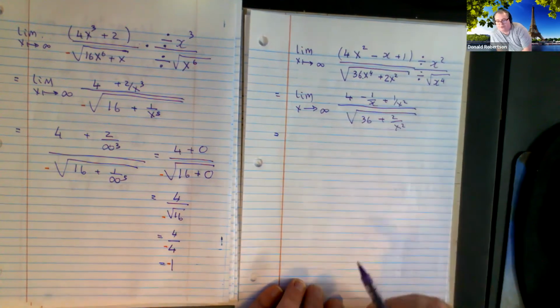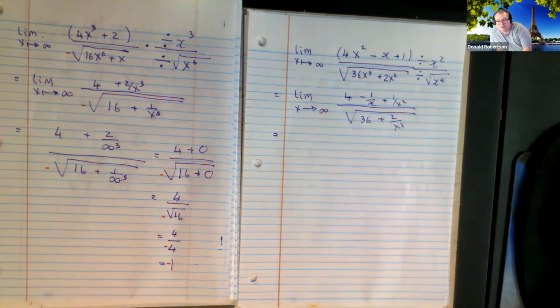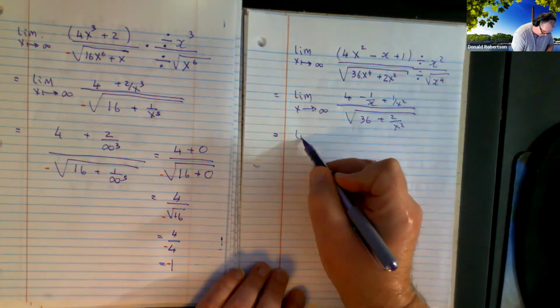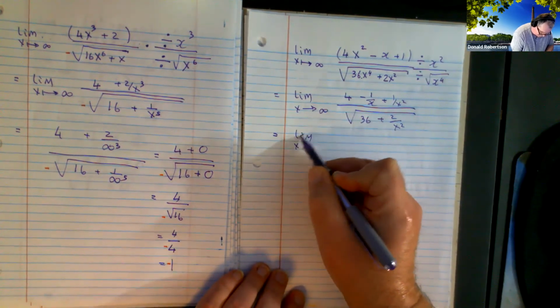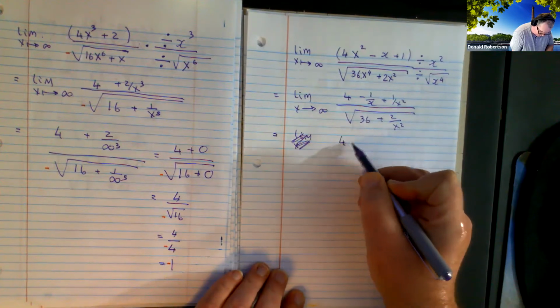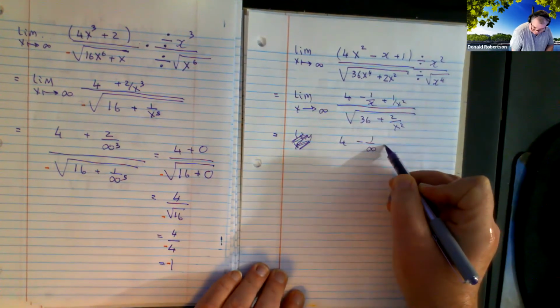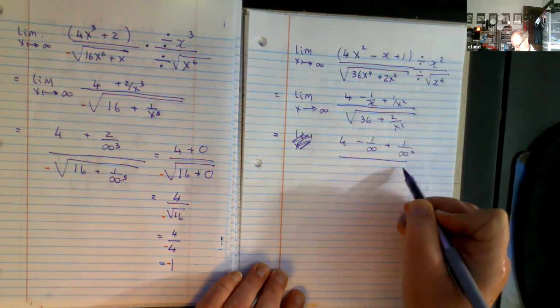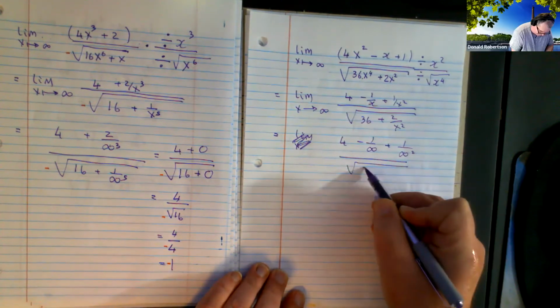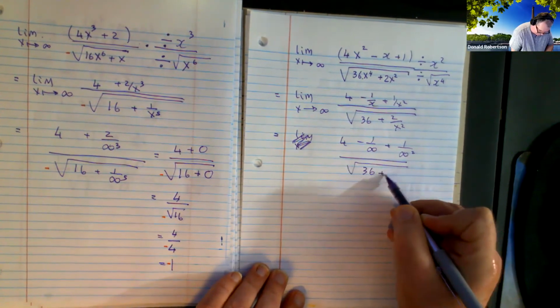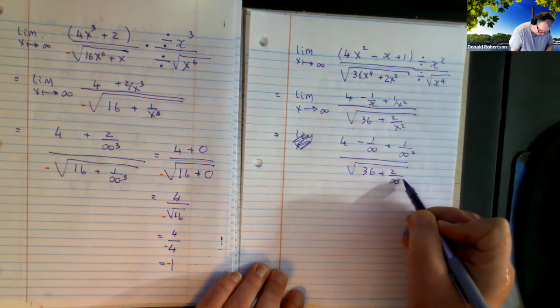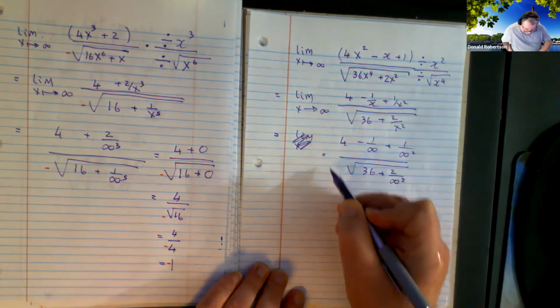So once you've done all the divisions that you need to do, the next step is pretty much standard, don't you then do brute force? Make every x infinite, and see what happens. So 4 take away 1 over infinity plus 1 over infinity squared, and square root of 36 plus 2 over infinity squared. Right, hopefully you got that far.